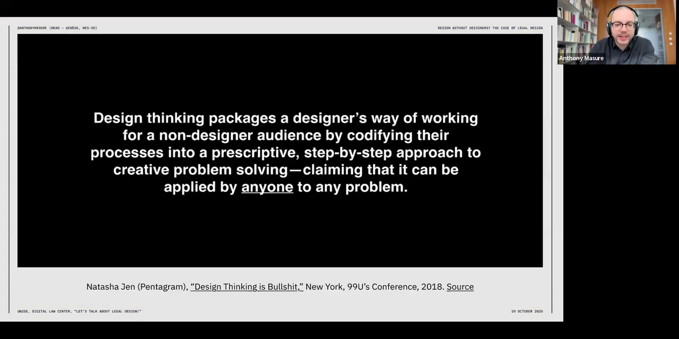It's like having a Ferrari and only driving it on small roads, if you want. And this is a huge critique of design thinking by a colleague in New York. Pentagram is a big design agency, and she said that design thinking packages a designer's way of working for a non-designer audience by codifying their processes into a prescriptive step-by-step approach to creative problem solving, claiming that it can be applied by anyone to any problem.